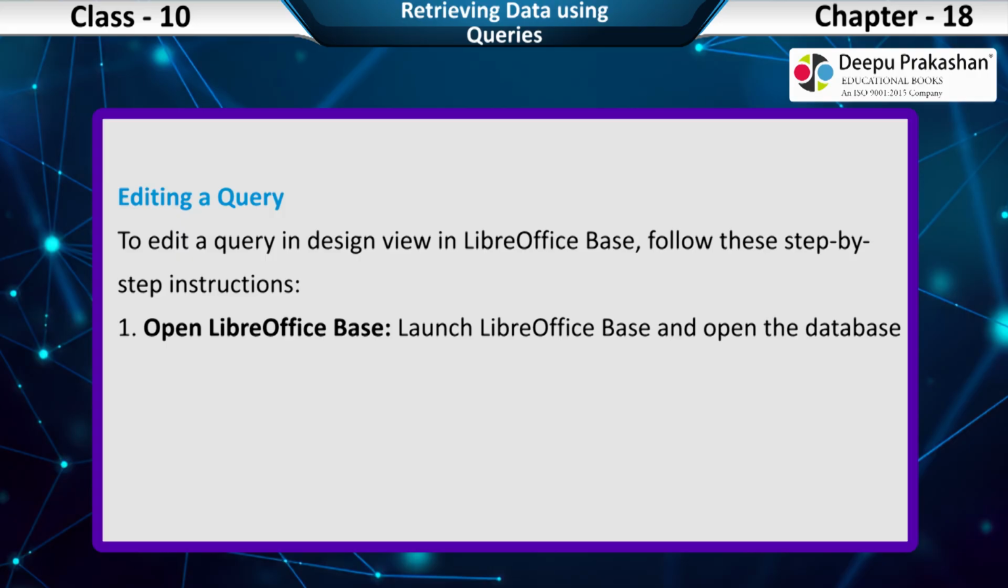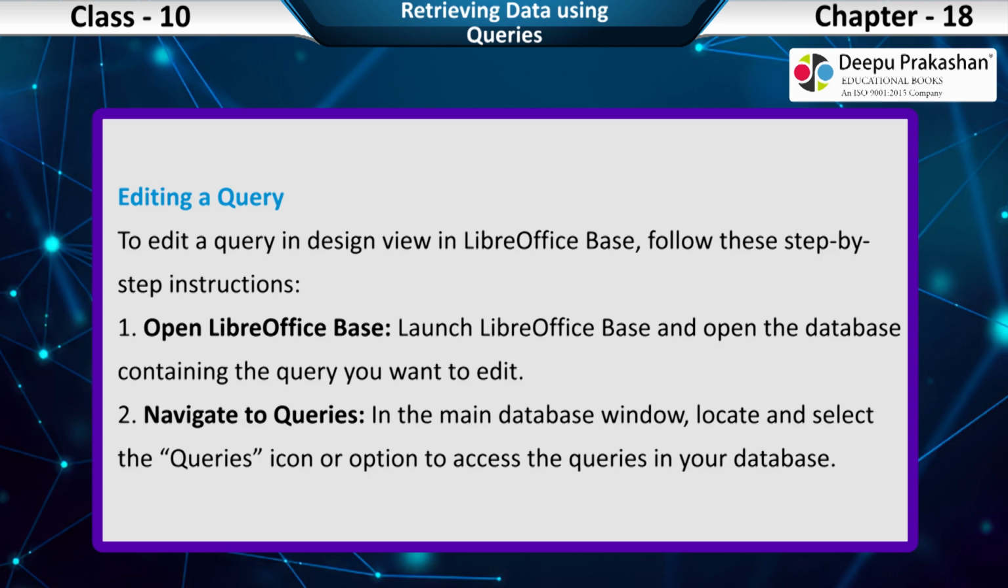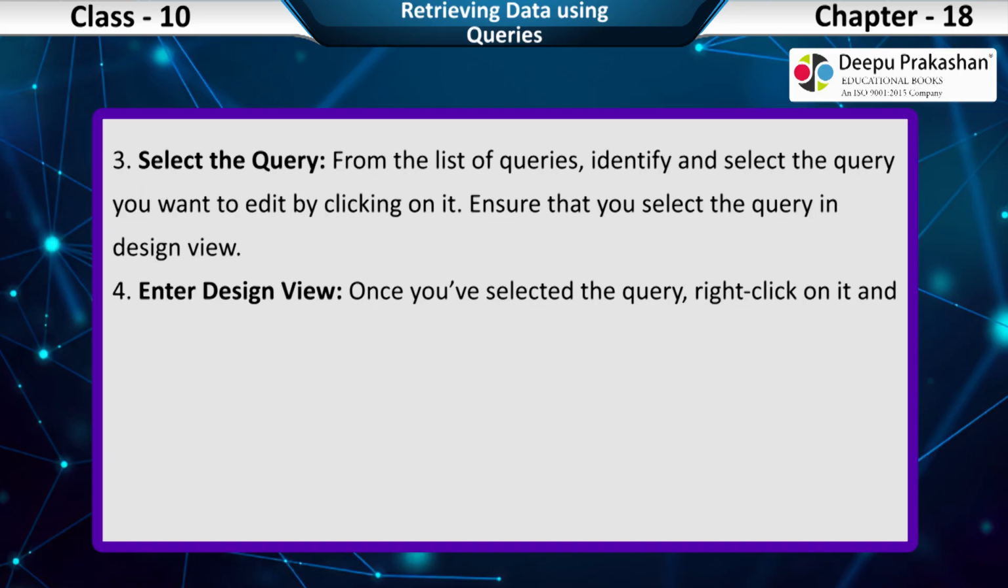To edit a query in Design View in LibreOffice Base, follow these step-by-step instructions. Open LibreOffice Base. Launch LibreOffice Base and open the database containing the query you want to edit. Navigate to Queries. In the main database window, locate and select the Queries icon or option to access the queries in your database. Select the query. From the list of queries, identify and select the query you want to edit by clicking on it.